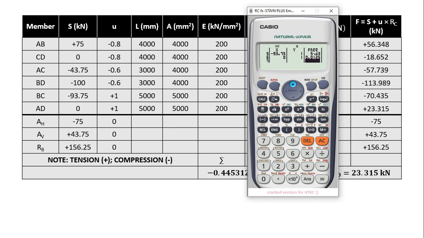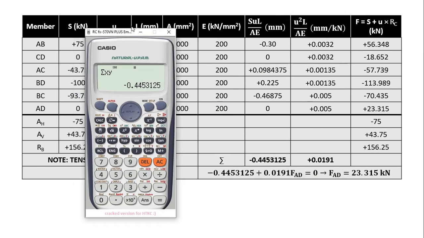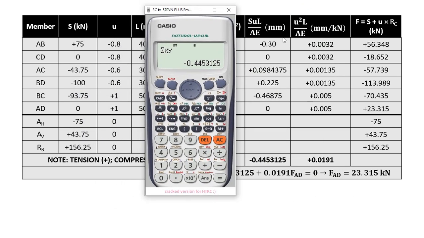Okay, check lang natin, no? Ay, wait. 5,000 divided by 5,000 divided by 200. Yan. Then press AC. Then press shift 1, 3, 5. So, ito po yung summation of SUL over AE without computing the values here. So, ito po yun. Parehas yan. Store natin kay A.